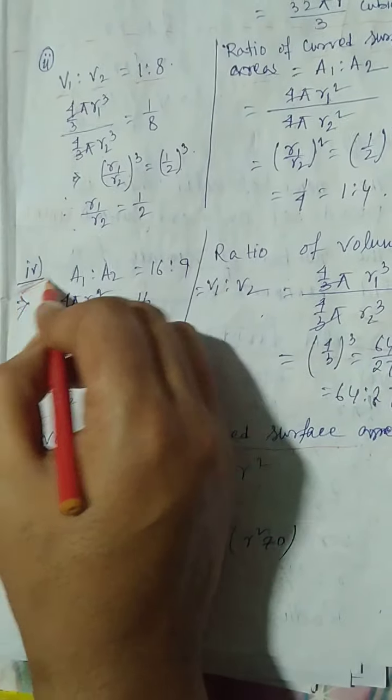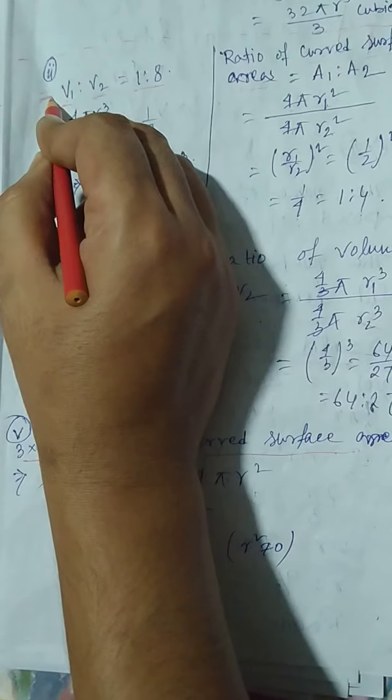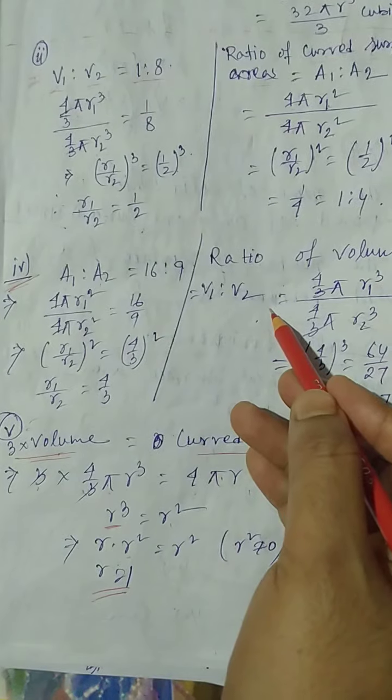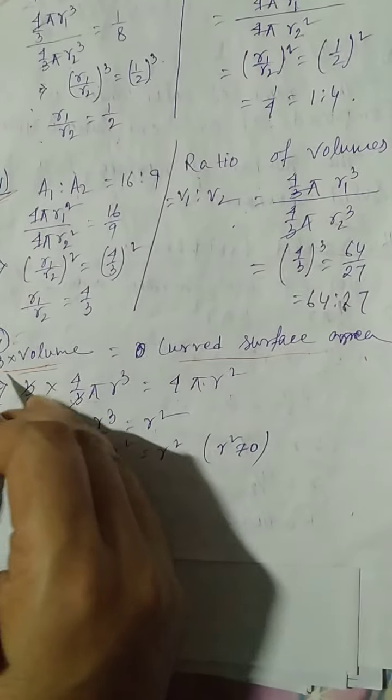And question number 4 is similar to question number 2. Here the ratio of the curved surface areas is given. Find the ratio of the volumes. Okay. Next, question number 5.